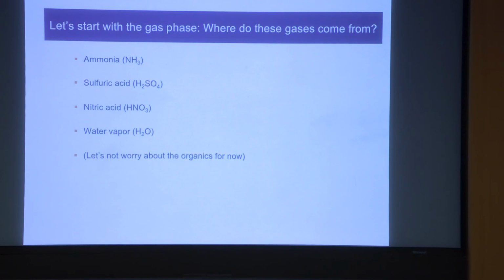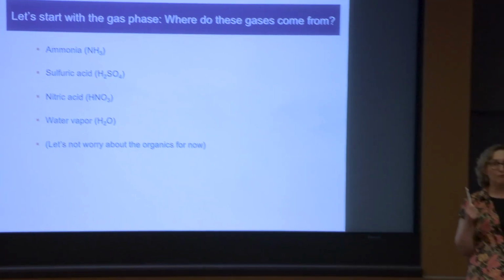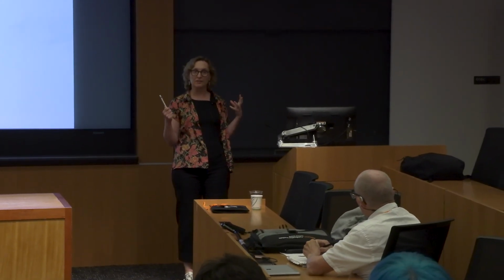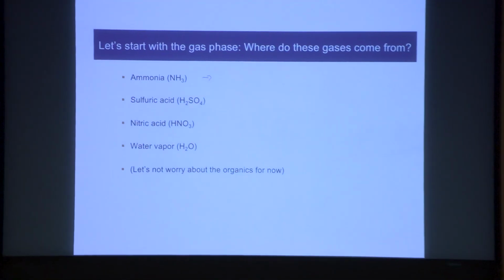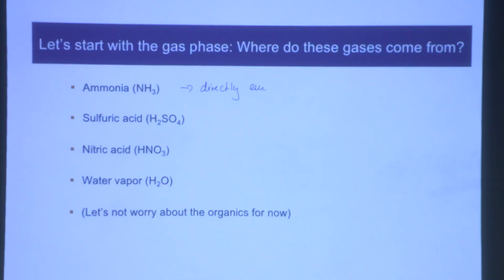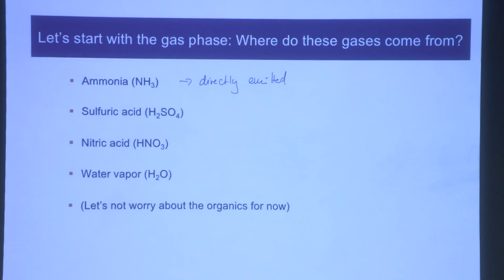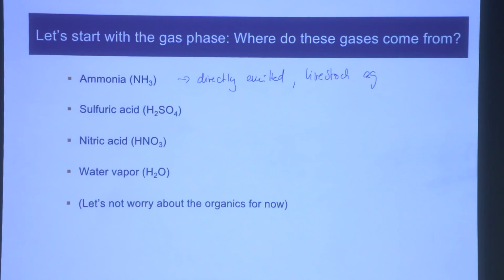Yeah, so ammonia is also a fertilizer. It's used in agriculture, and cows are producing it, like livestock. Exactly. And importantly, it's directly emitted, from agriculture.